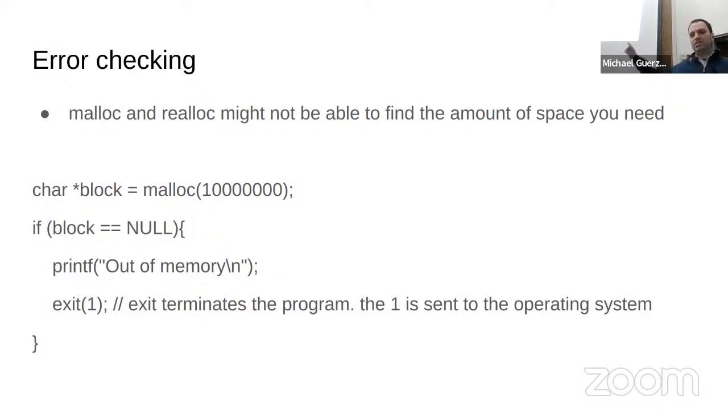It just exits the program. So the one is sent to the operating system. It's not necessarily used by the operating system, but that's like when you say return 0 in main, 0 means everything's fine. Anything that's not 0 could potentially communicate information to the operating system about why the program exited.